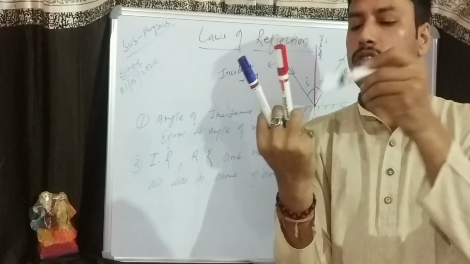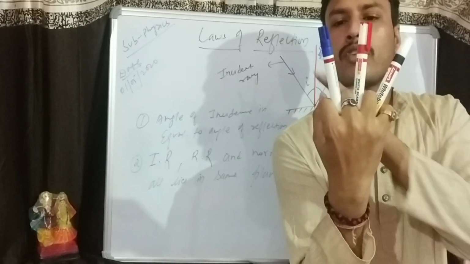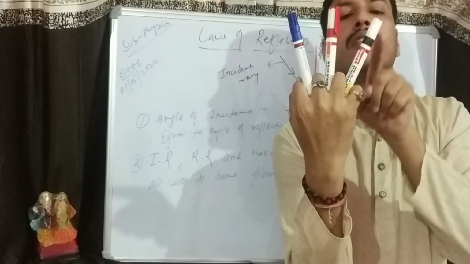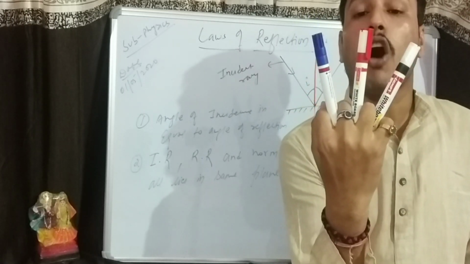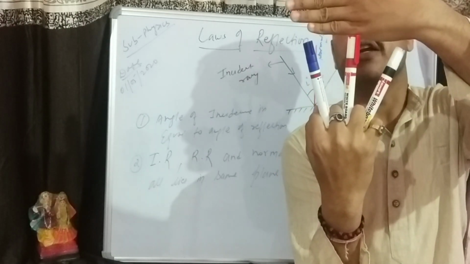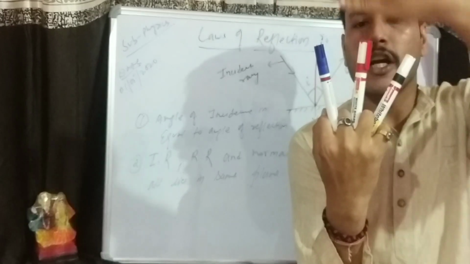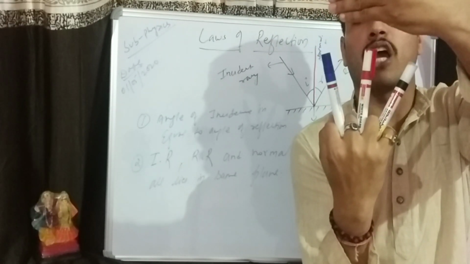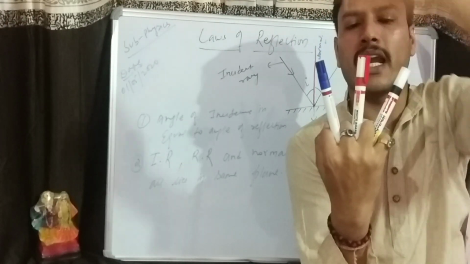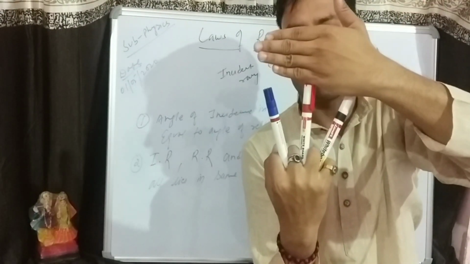If the blue is taken as the incident ray, the black as the reflected ray, and the red as the normal, these lie in the same plane. This is the situation where all three can be cut by my straight hand. I don't have to curve it. I have taken it with a straight hand, and it can be cut by a single knife.